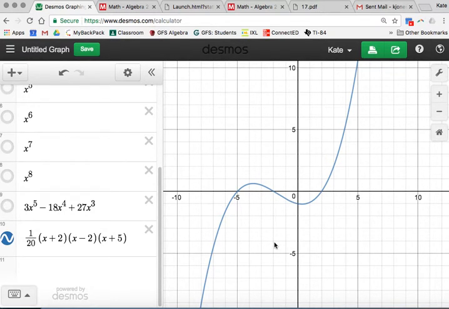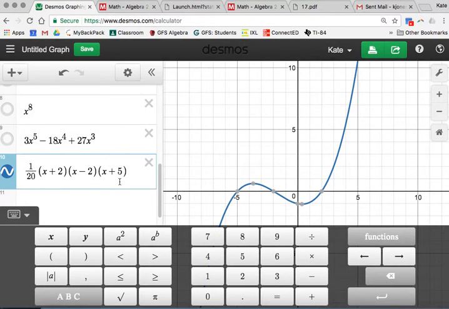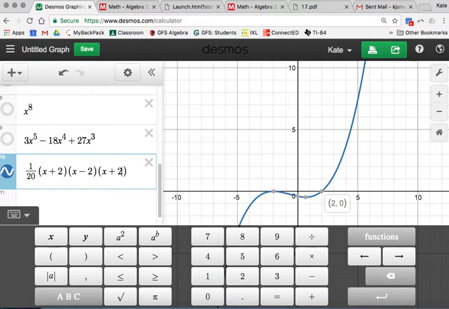And if we were to change this function, if we were to change one of these intercepts, for example this one, to x + 2, so it was +5, notice what happens is it changes to +2. Notice we still have the general shape, but it's only tangential to the x-axis here, and then crosses the x-axis here.